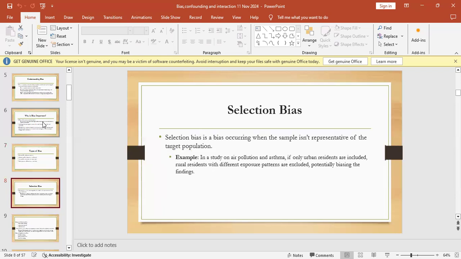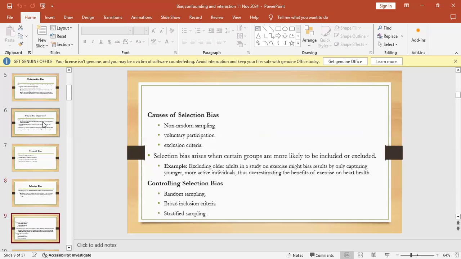Now, selection bias. Selection bias occurs when the sample is not representative of the target population. Like in a study on air pollution and asthma, if only urban residents are included, rural residents with different exposure patterns are excluded, potentially biasing the findings. Causes of selection bias are non-random sampling, voluntary participation, and weak exclusion criteria. Selection bias arises when certain groups are more likely to be included or excluded. For example, excluding older adults in a study on exercise might bias results by only capturing younger, more active individuals, thus overestimating the benefits of exercise on heart health.